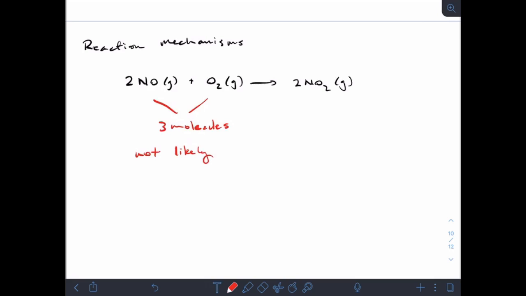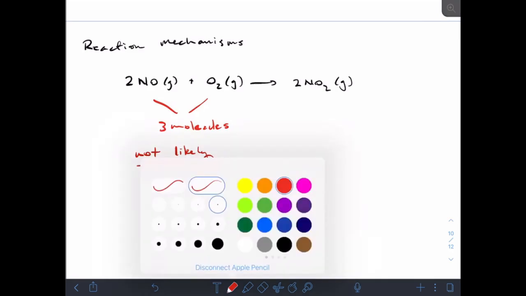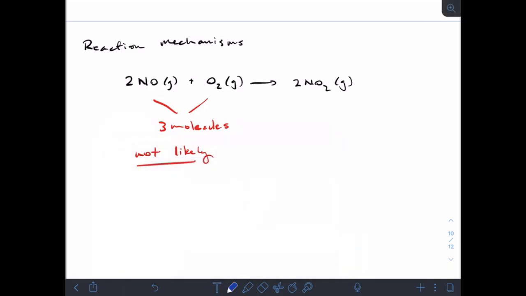Okay, so how do we explain this? This does happen. We know it does. We know that smog is made. It's explainable by reaction mechanisms.